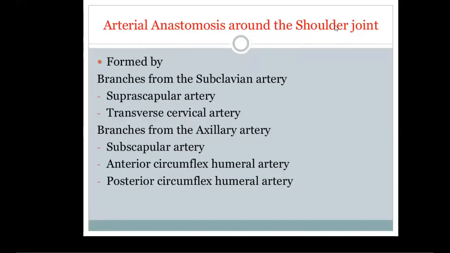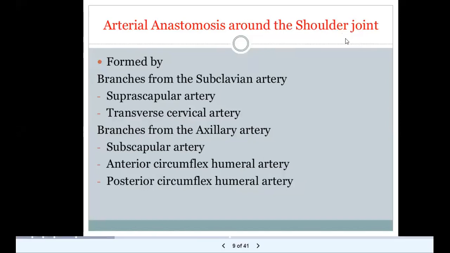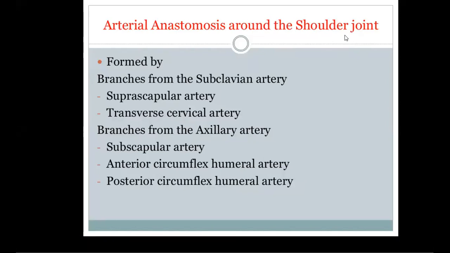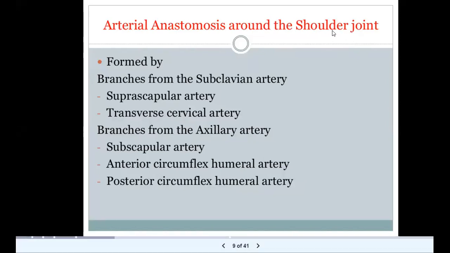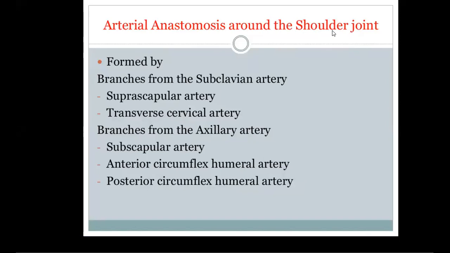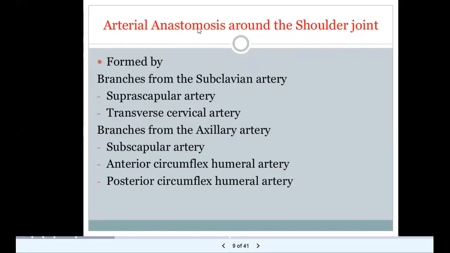Okay, so we'll start with the arterial anastomosis around the shoulder joint. Remember that the shoulder joint contains majorly your deltoid muscle. Now, this shoulder joint is supplied by blood from different blood vessels. So we have what we call anastomosis, a group of blood vessels joined together to supply the shoulder joint.